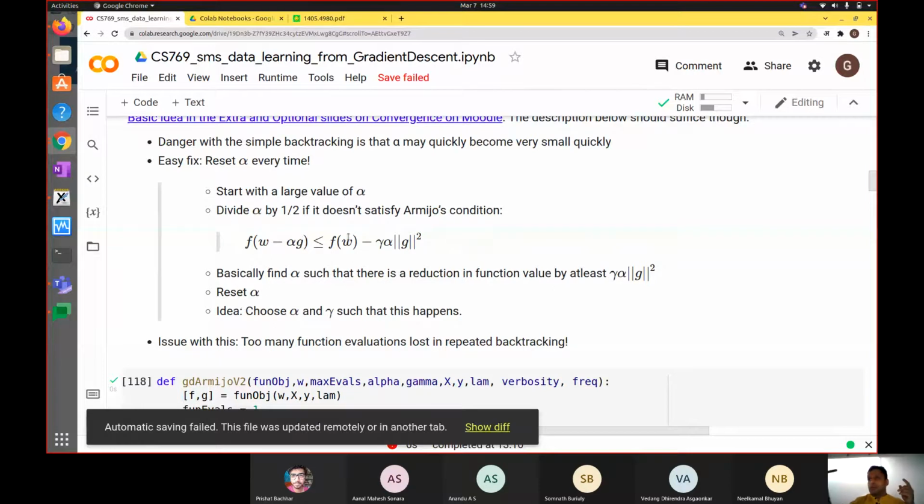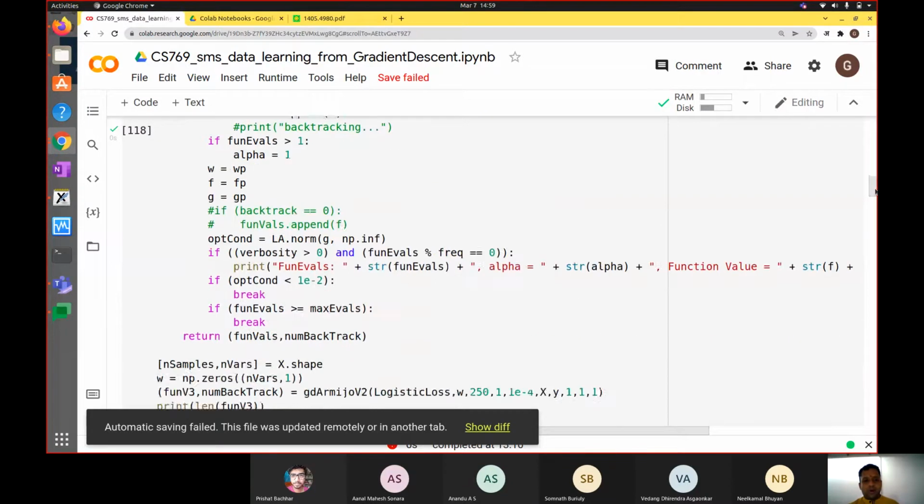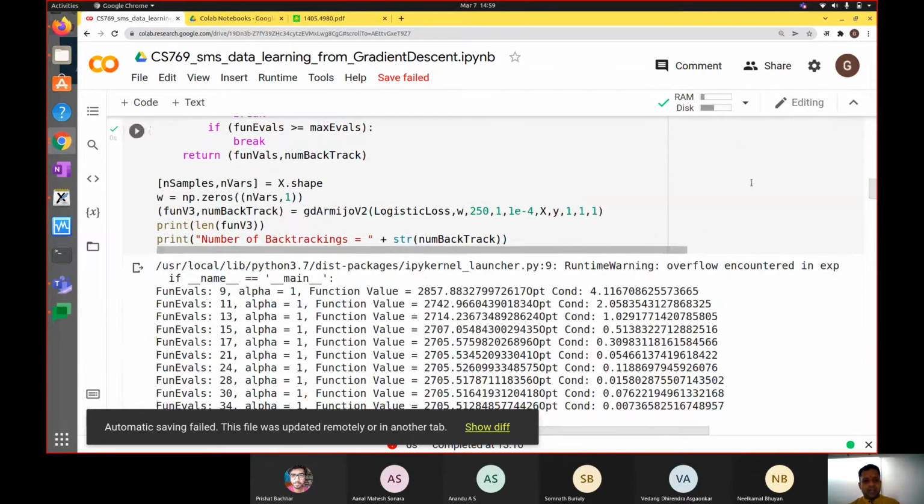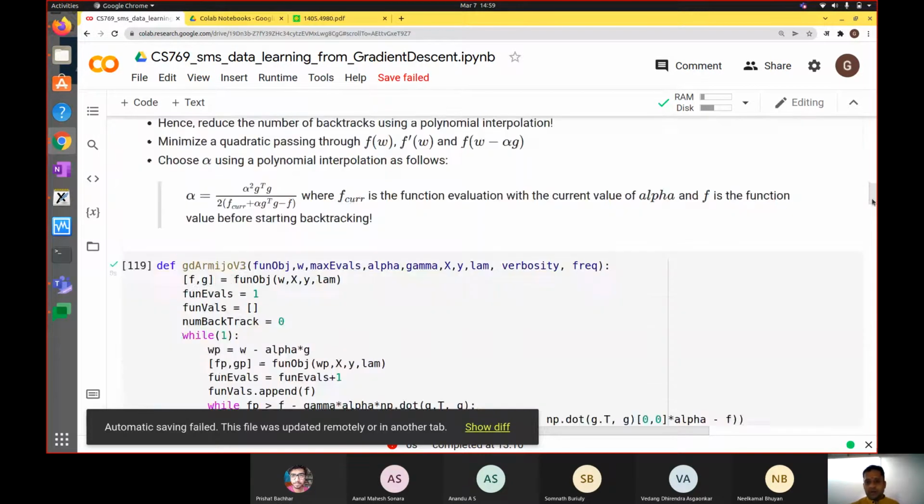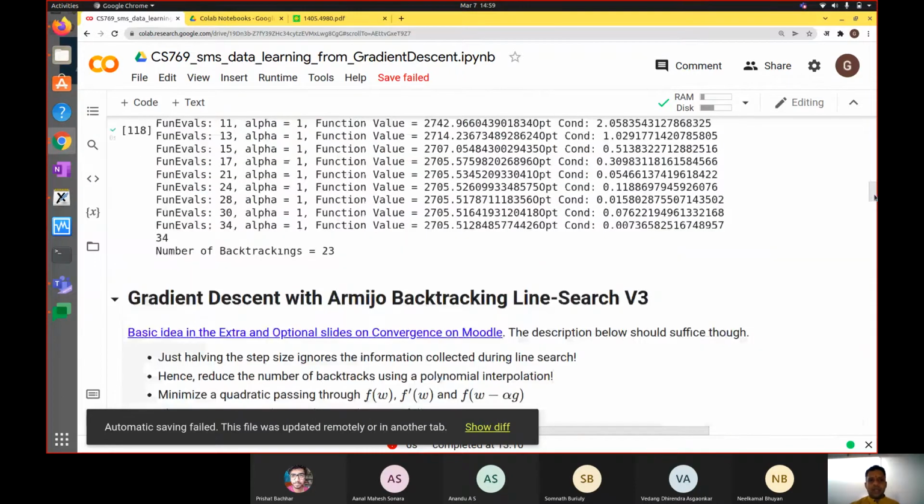Now you have a problem. You have identified one issue: all the advantage I got from my search in the previous iteration is lost. So I have a lot more backtracking here. That's why in this code we are counting backtracking steps as well. What we print here is function value, alpha, and then in the end we count backtracking. Now with 34 function evaluations, it's done well. It didn't require 250, it exited. But it has a lot of backtrackings, 23 backtrackings.